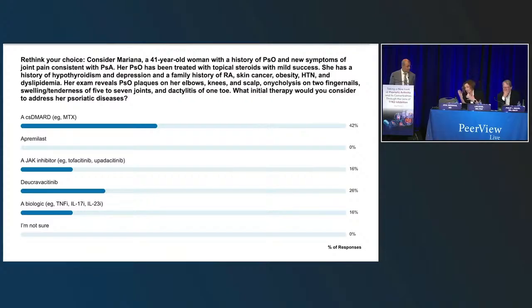But in reality, it's quite easy because at least in Canada, we have to start with a conventional DMARD. Nobody is going to pay for a small molecule or a biologic agent. So from my perspective, it would be either methotrexate, sulfasalazine, or leflunomide. And in her case, she's still within reproductive age. So asking about pregnancy, even at the age of 41, it happens. So if there are no plans, then I would probably go first with methotrexate.